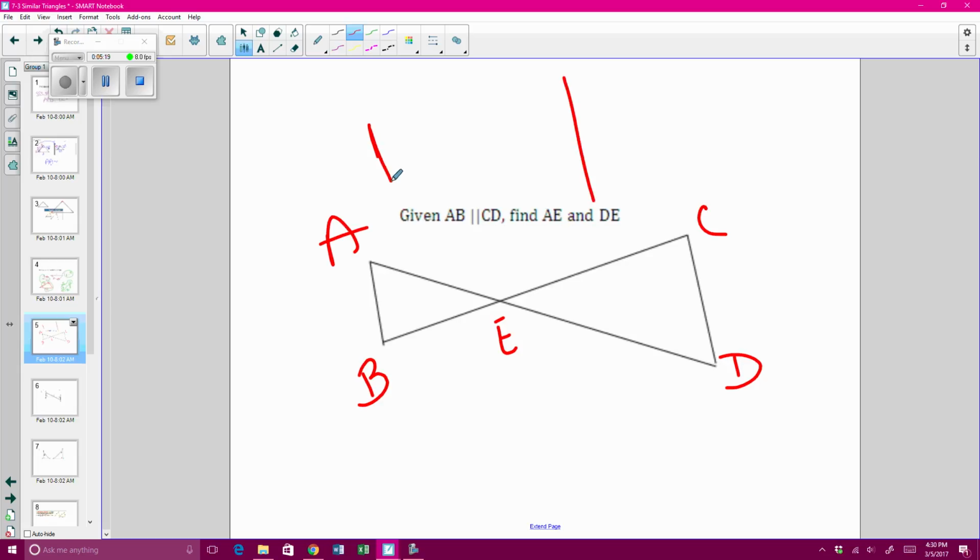CD, when you have a transversal, like BC, you are creating, remember, alternate interior angles. So here's one set of alternate interior angles. You have another set of alternate interior angles, but you also have a set of vertical angles here in the middle of this bow tie. So these two triangles are similar by angle-angle similarity.